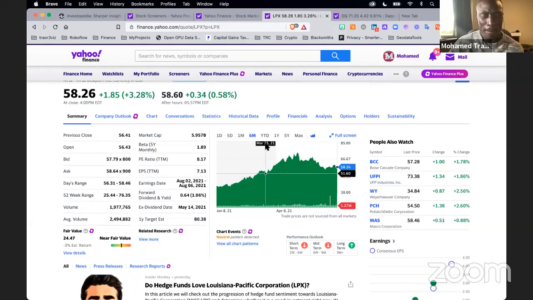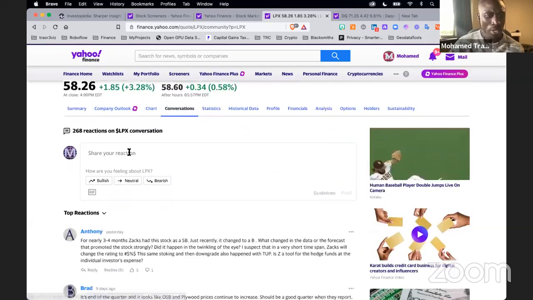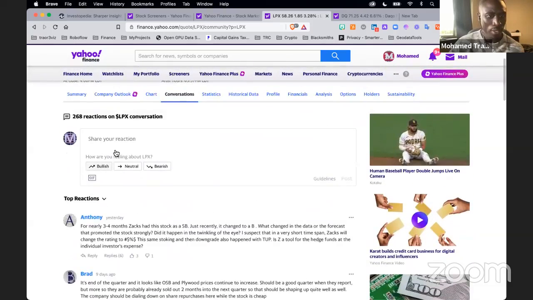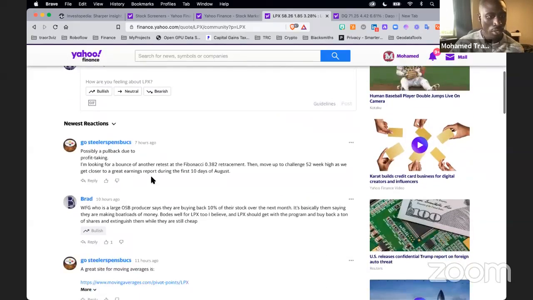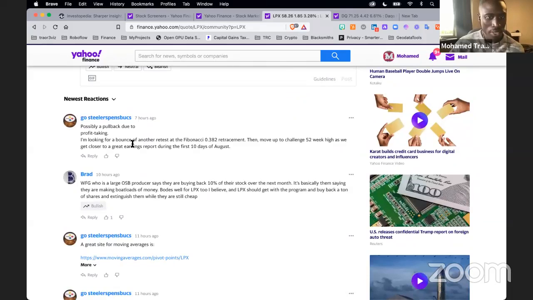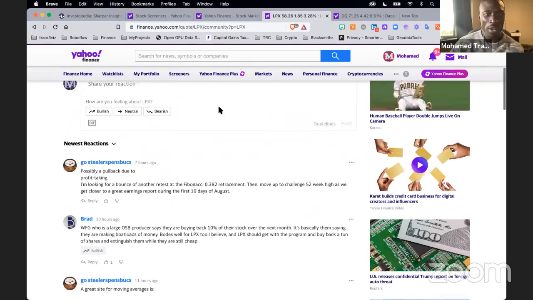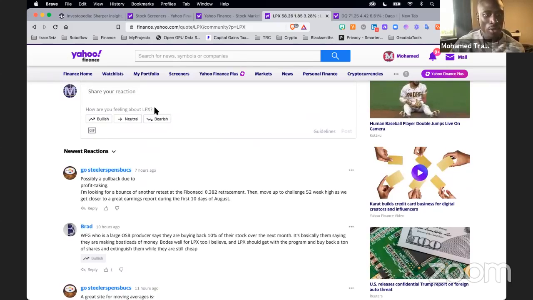All right. Okay. All right, let me see on here. Something I like to do is look at conversations as well. So I can look at the bearish, bullish, neutral is something I can add. Top reactions, but let me just look at recent profit taking. Fibonacci retracement.